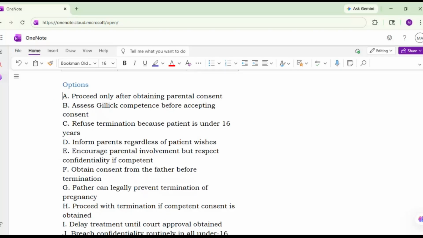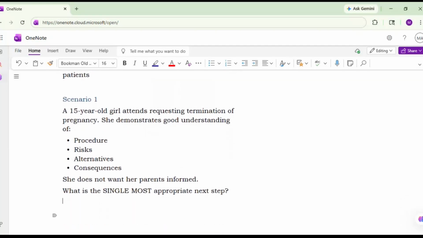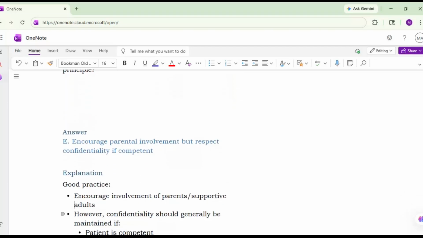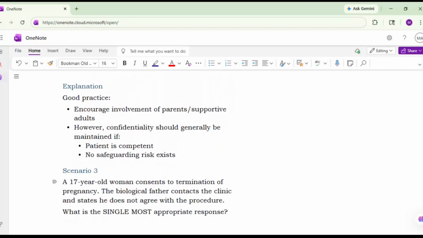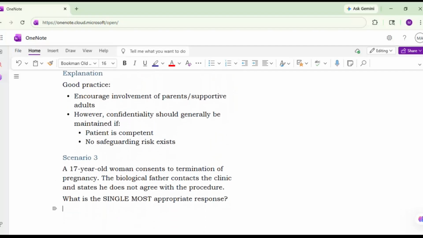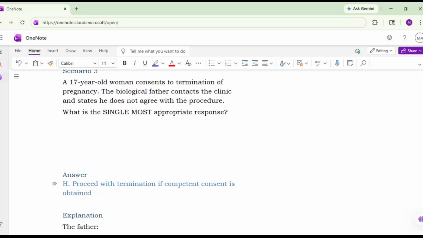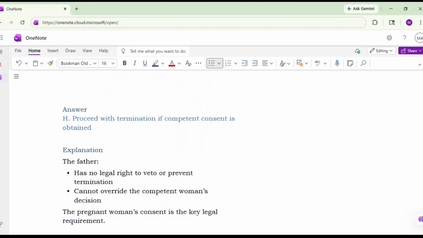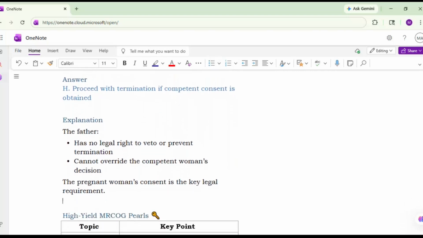Proceed with termination if competent consent is obtained. No role for fathers. So she's competent, no need. Proceed with the termination if the competent consent is obtained. The father has no legal right to prevent termination or override the competent woman's decision. The pregnant woman's consent is the key legal requirement.